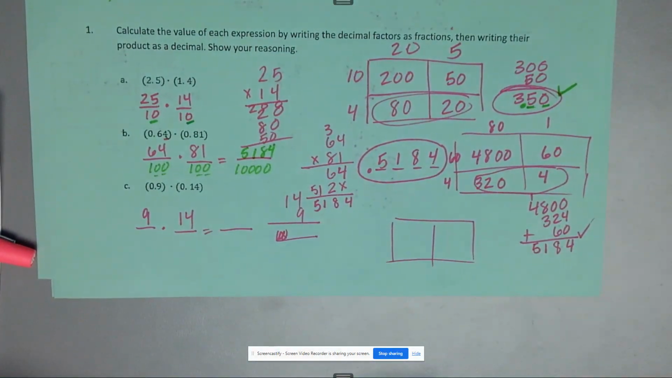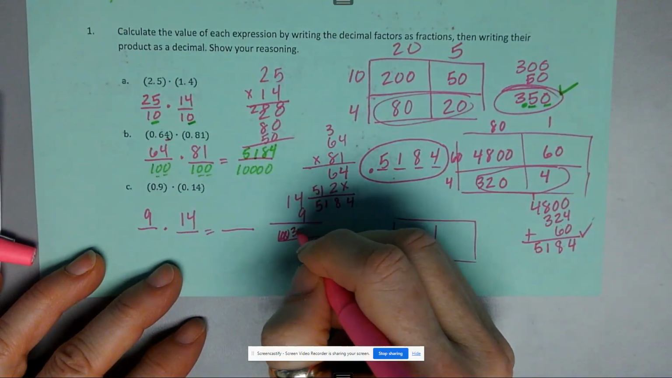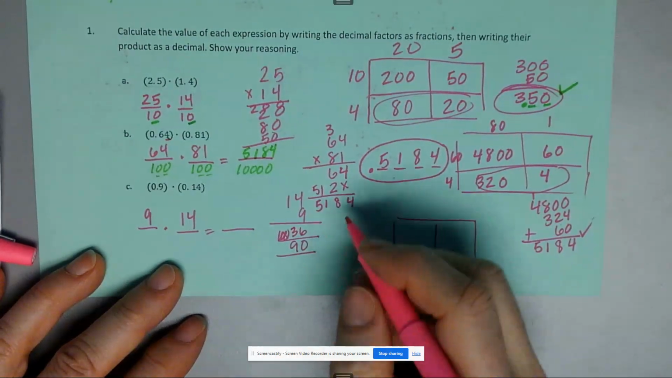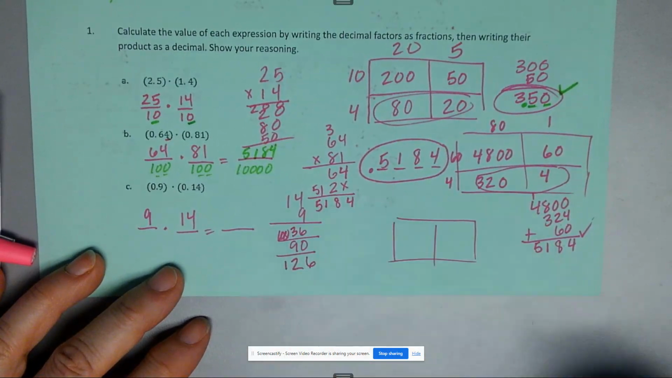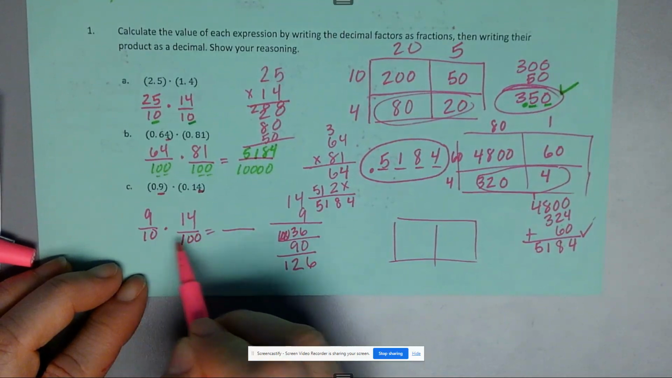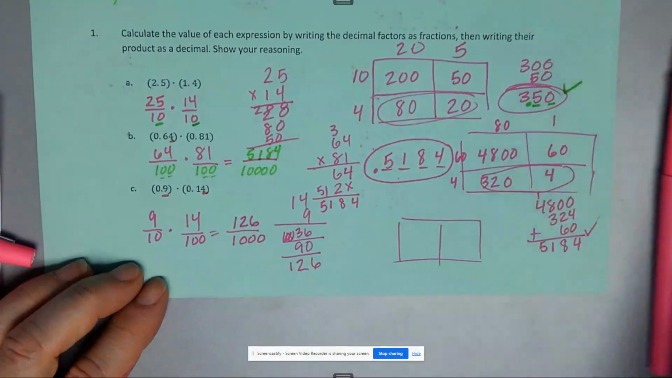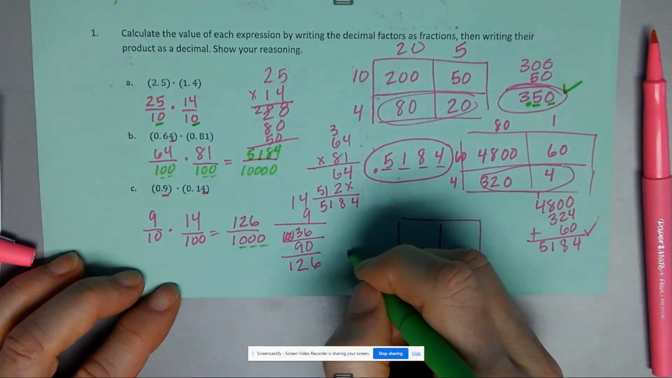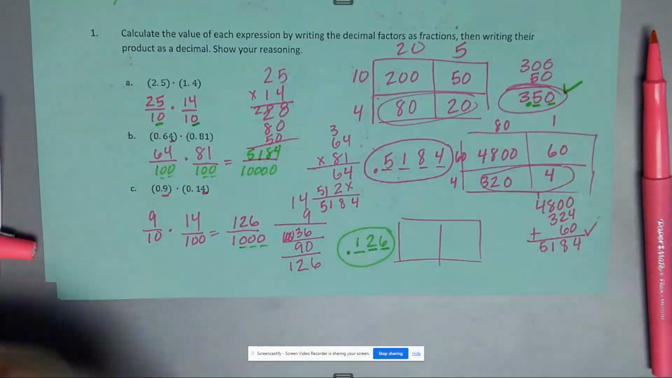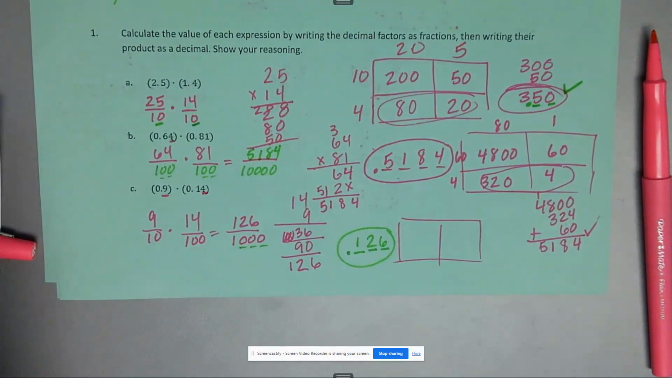All right, the last one is 9 times 14. 9 times 4, 36. 9 times 10, 90. 126. Place value, 10, 100. 10 times 100 is 1,000. So it's 126 over 1,000. 1,000 has 3 zeros. And I didn't even bother to do the area model. All right, turn the page when you are ready.